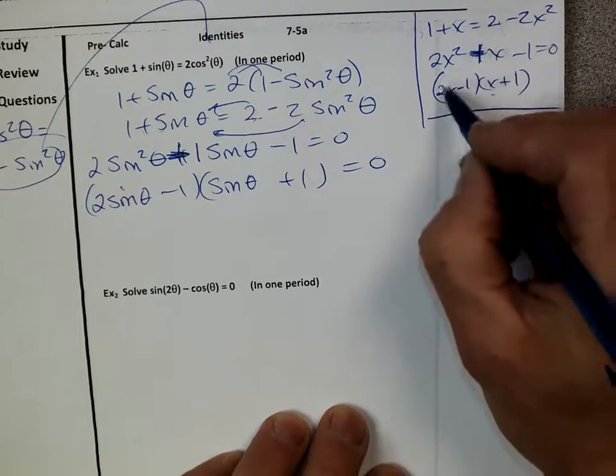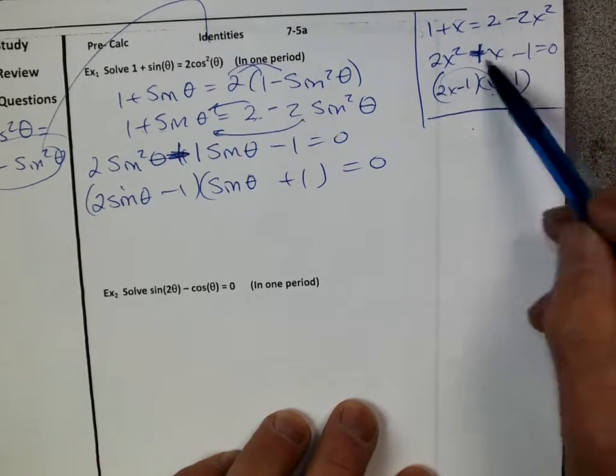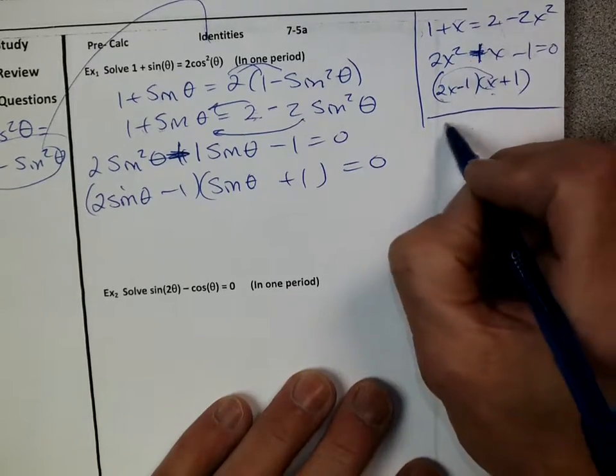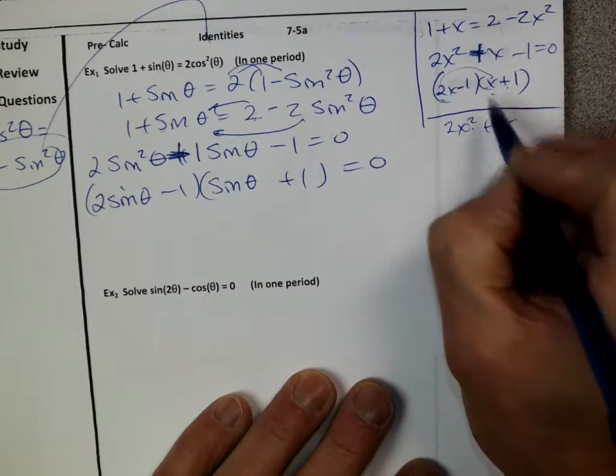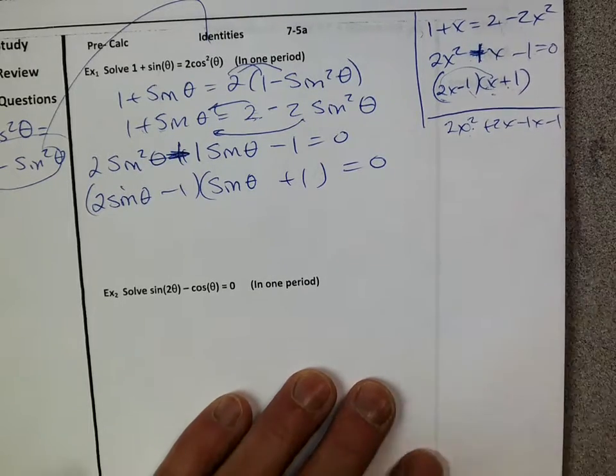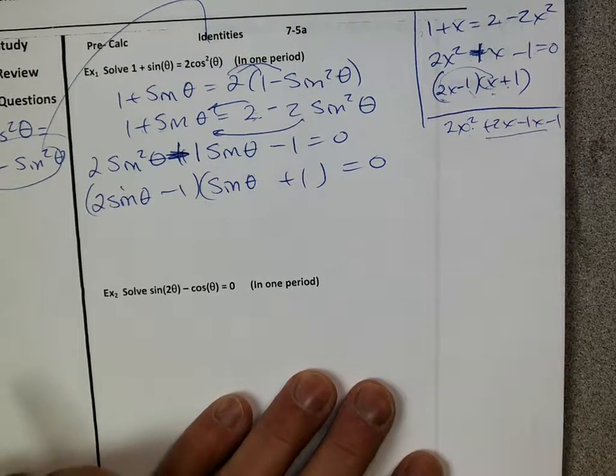So let me FOIL this. Above that is the positive. Yes, so let me FOIL this. 2x squared plus a 2x minus a 1x minus 1. What's that going to make? It's okay. It's all right.